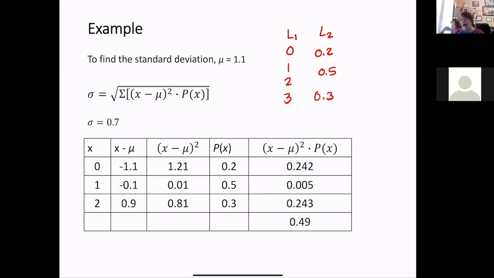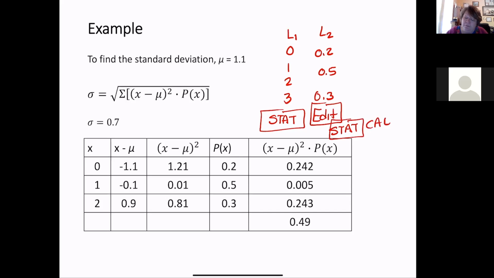And then once you have those in your lists, you're going to go over to your stat menu. And if we have time, we might do this. You'd go to your stat menu and you'd go edit. You'd put this information in your lists. And then you're going to go back to your stat menu and you go over to calculate, and you calculate your one variable statistics. And your values are going to be in your first list, and then the frequency would be in your second list. So you put your values in L1 and your frequency would be L2. Okay, time permitting, we'll do this.